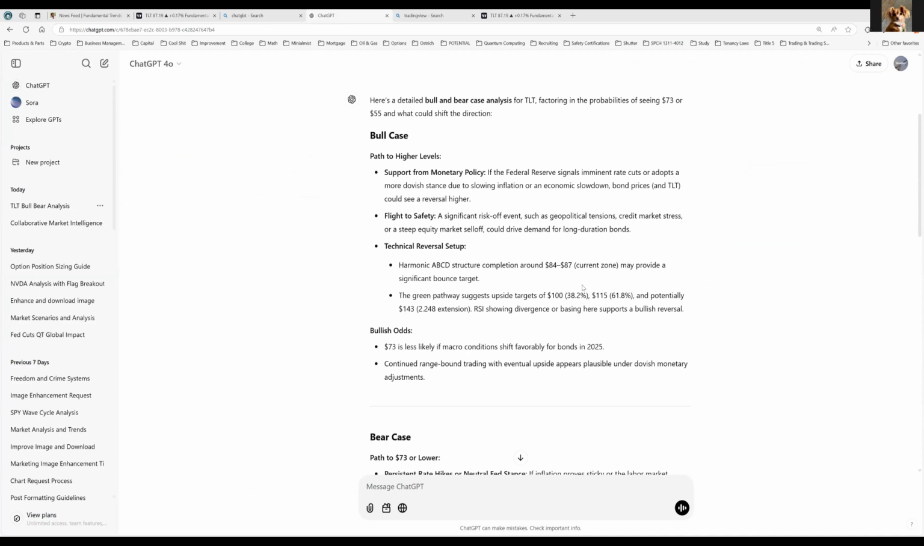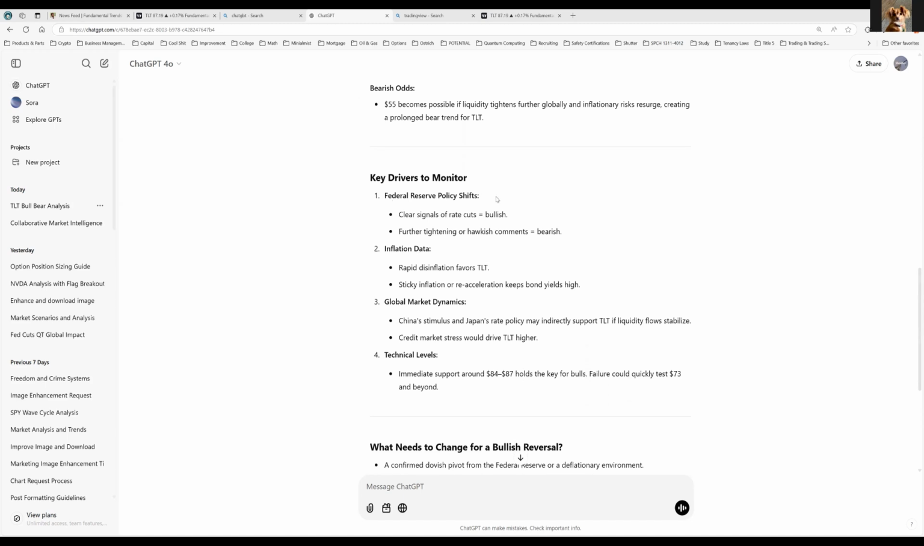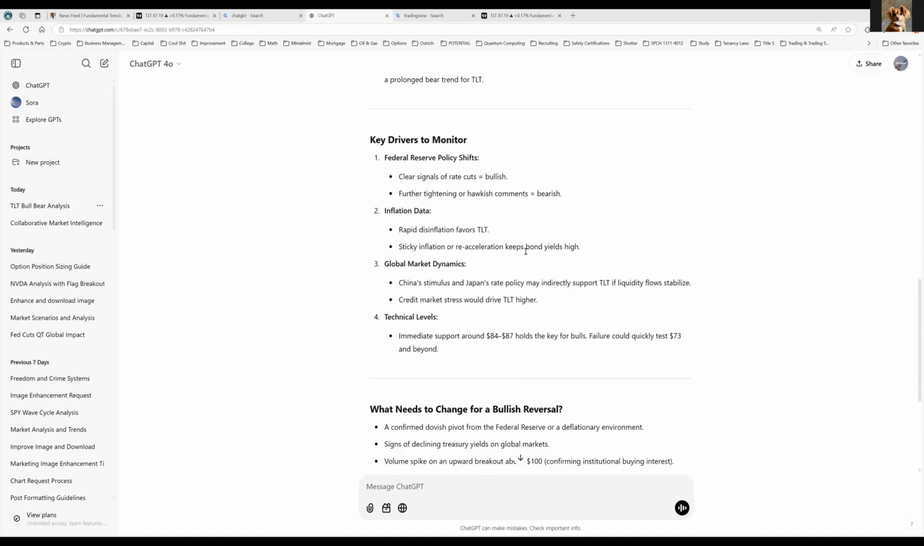So in short, the key drivers are Fed policy, a clear signal of rate cuts, which we don't have. That is bullish for TLT. A clear signal that we're bearish is a hawkish approach. Disinflation versus sticky inflation. With sticky inflation, TLT is going to continue lower. China's stimulus and rate policy might indirectly support liquidity flows. A credit market stress would drive TLT higher. So a liquidity crisis, etc., is there.